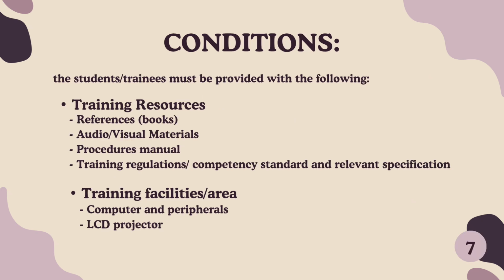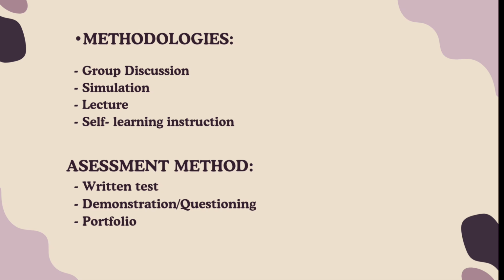For the conditions, the students or trainees must be provided with the following training resources. We have references, books, and audio and video materials, procedures manual, training regulations, competency standards, and relevant specifications. For the training facilities area, we have computers and peripherals and an LCD projector. For methodologies, we have group discussion, simulation, lecture, and self-learning instructions.